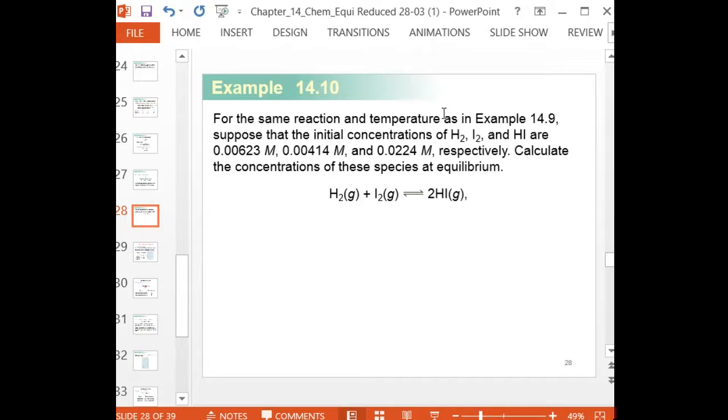Hello? Anybody tell me now what we do in this case? Because all values are given.